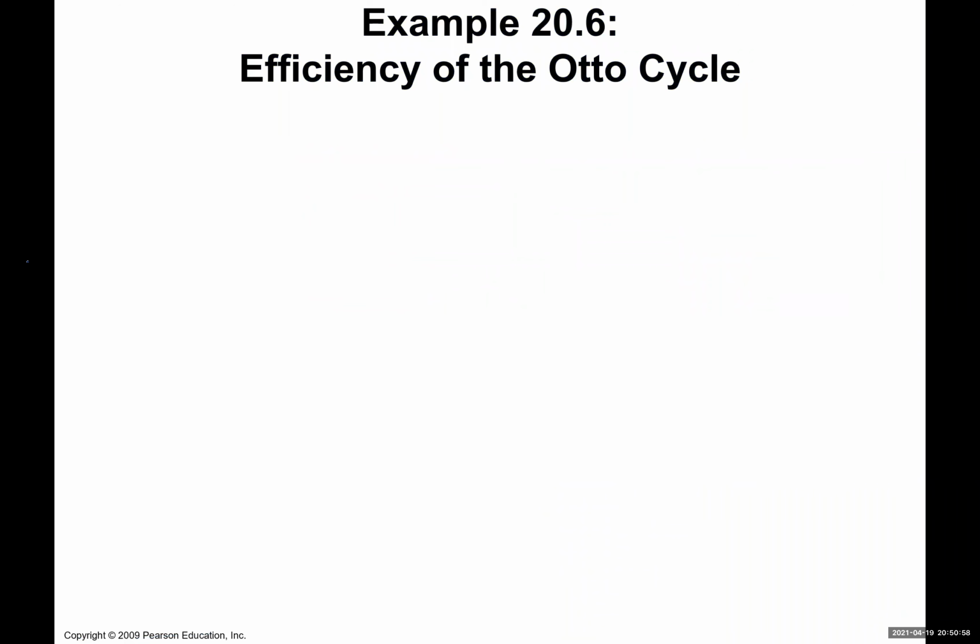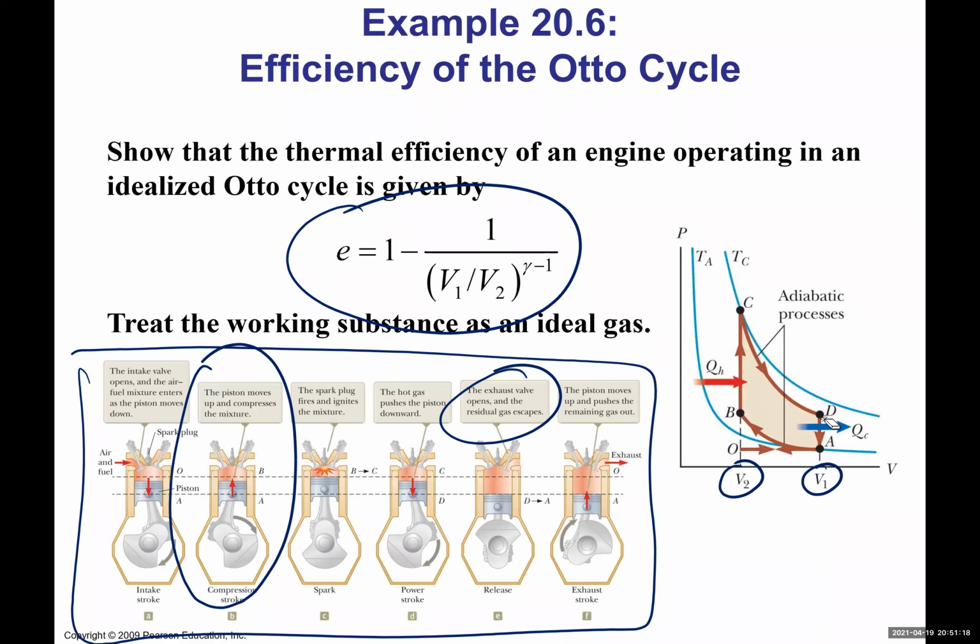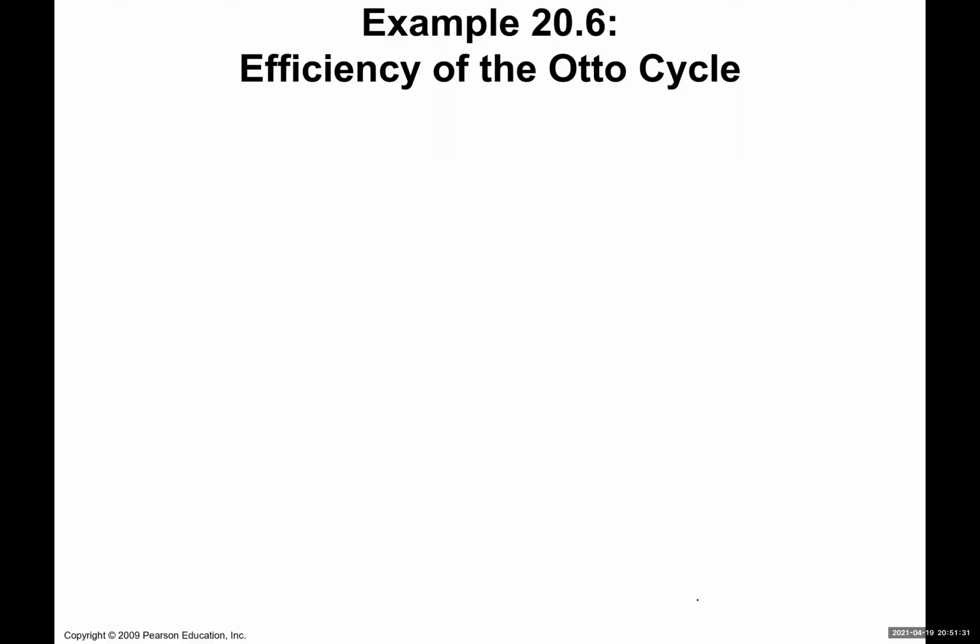All right, so let's look at how we can have the efficiency represented with that equation. So again, we're going to model the energy input and output as occurring by heat in the processes from B to C and D to A. If you go back over here, you can see that when I go from B to C, there's heat added, and from D to A, there's heat removed, while the volume remains constant.